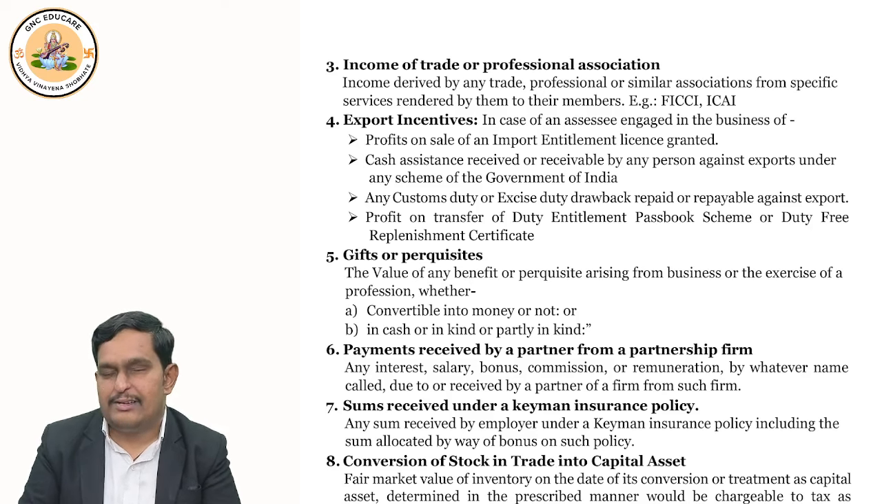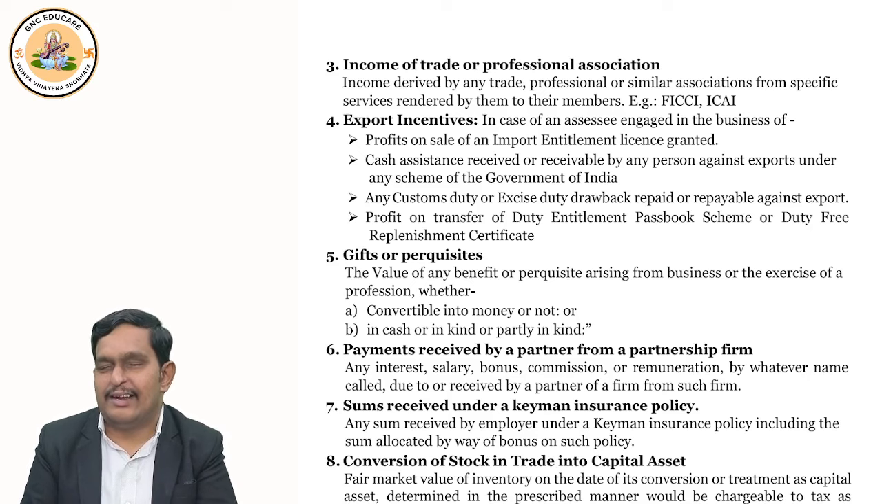So we have to think like this. So we discussed any business or profession, any compensation received for termination of agency or MD's employment. We discussed second point. Third point, we discussed income of trade professional association. Fourth one, export incentive. Fifth one, we discussed gift or perquisite. Similarly, suppose example, an employee is getting salary. Where it is taxed, tell me. Salary chapter. Obviously salary chapter, sir. Great. But if suppose a partner is getting salary, partner is the owner, correct? So when partner of a firm is the owner of the firm, he is getting salary, where it should be taxed.